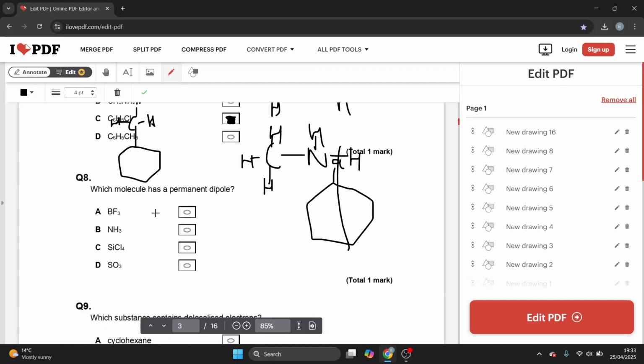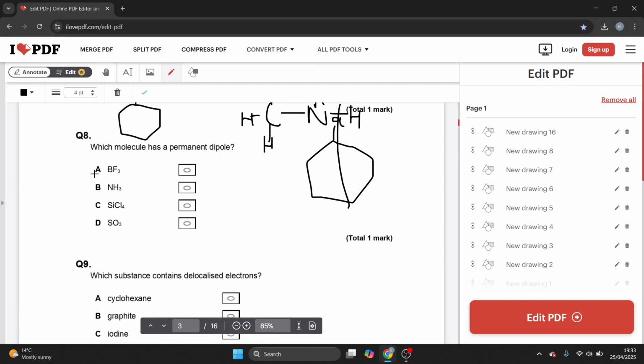Question 8. Which molecule has a permanent dipole? BF3. No. Wait. SCl4. No. NH3. BF3, boron is in group 3. So no. SO3. Oh, it's going to be NH3, ammonia.